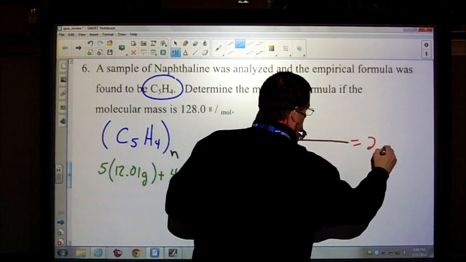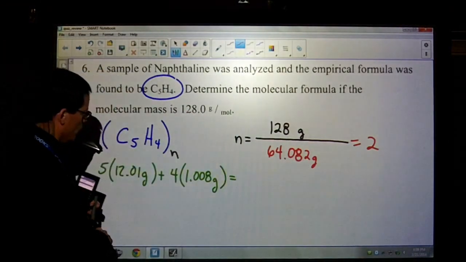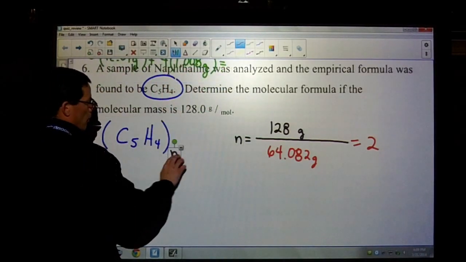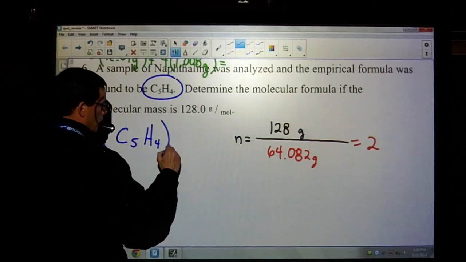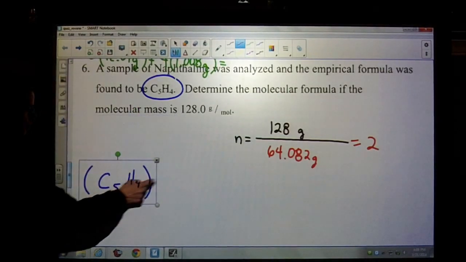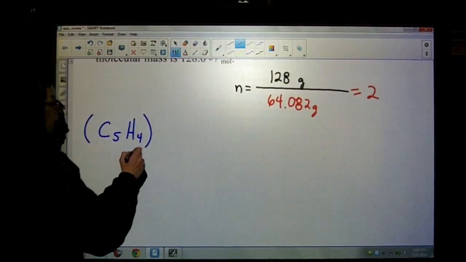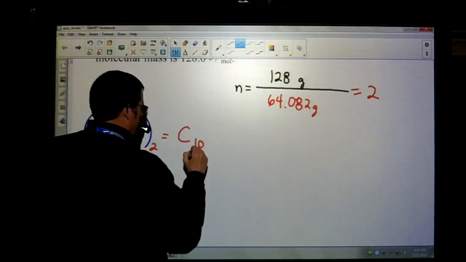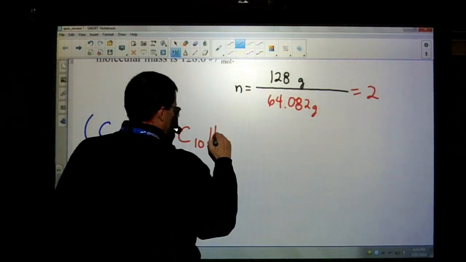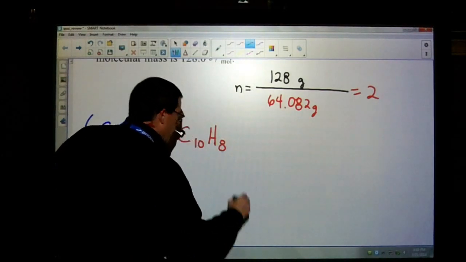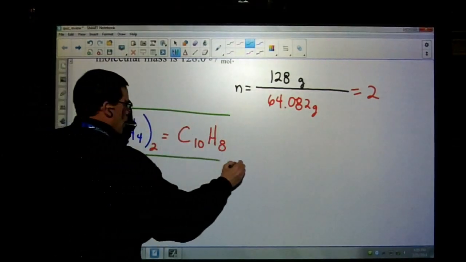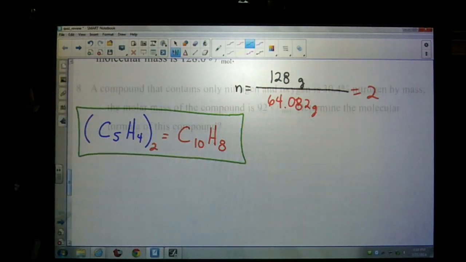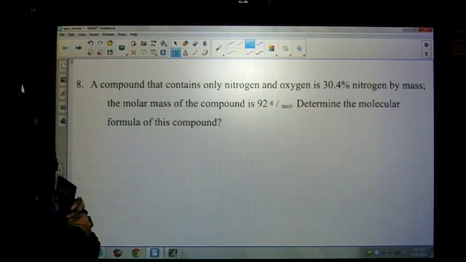that equals a 2. So what I want to do is move you out of the way, since we know our value. So bring you down here. So we're going to put the 2 there, and this is going to equal C10H8. So the empirical formula is given to you. There's the molecular formula.